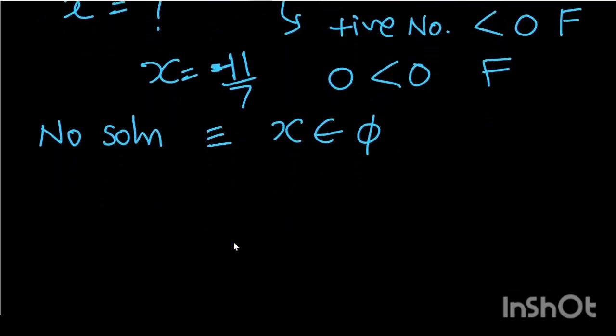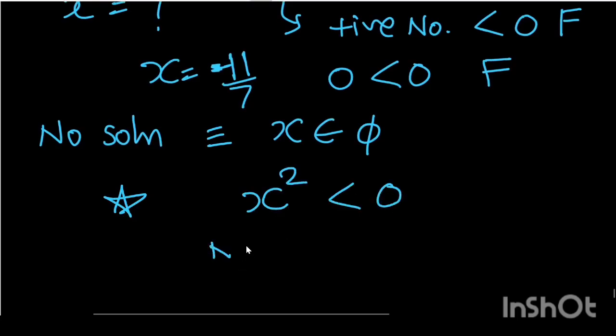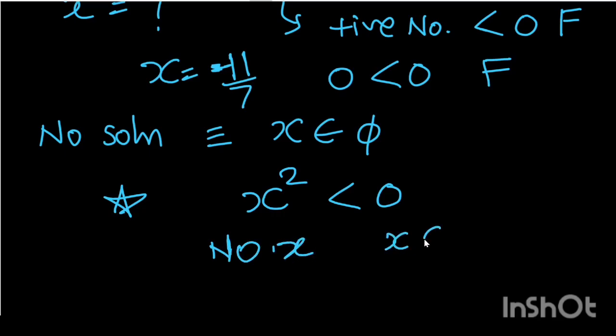So we can generalize it by a basic identity: x square, if they ask for less than 0, no x satisfies this, guys. No x satisfies this, or x belongs to the null set, which is phi.